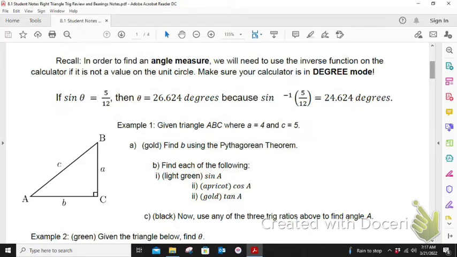Okay, so go ahead, let's go ahead and practice. I want you to type in your calculator just to make sure you have it in the right mode. Type in inverse sine, because you have to do the inverse sine of 5 over 12. Type that in your calculator right here. And if you don't get 24.624, then your calculator is in the wrong mode. Raise your hand and I'll help you put it in the right mode, or bring it up here. But if you got that, then you are in the right mode.